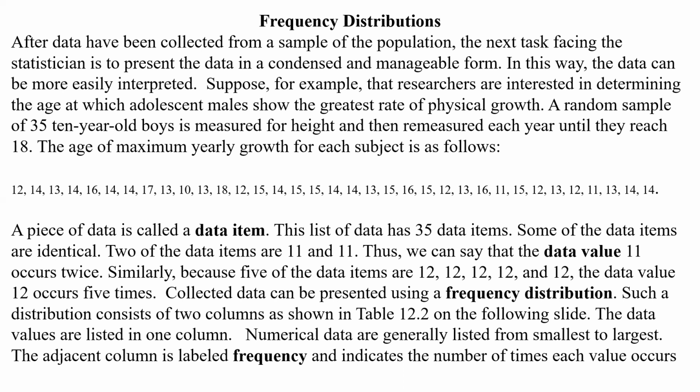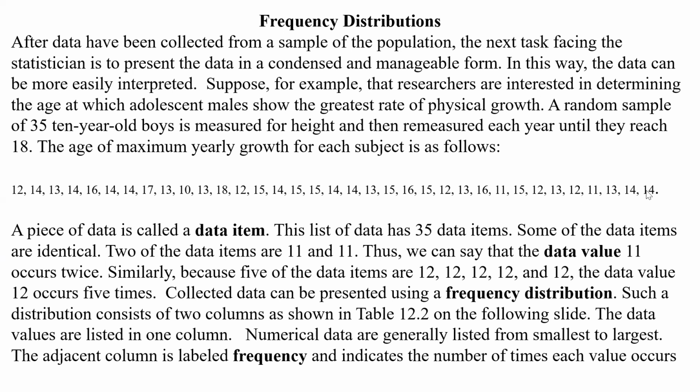Suppose, for example, the researchers are interested in determining the age at which adolescent males show the greatest rate of physical growth. So a random sample of 35 10-year-old boys is measured for height and then remeasured each year until they reach 18. The maximum yearly growth for each subject would be maybe as follows. So we have these numbers for that. Now, a piece of the data is called a data item. So this list has 35 data items.